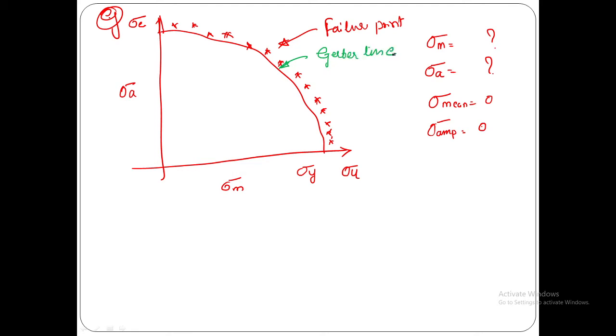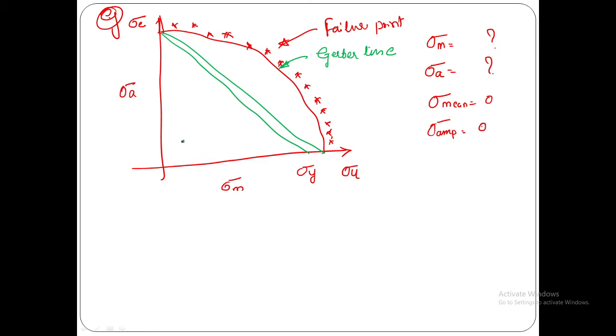This line is called the Gerber line. Some other lines have been drawn here as well. In this case they have considered linear correlations, and they have drawn some more lines here. Now, the effect of amplitude stress and mean stress.